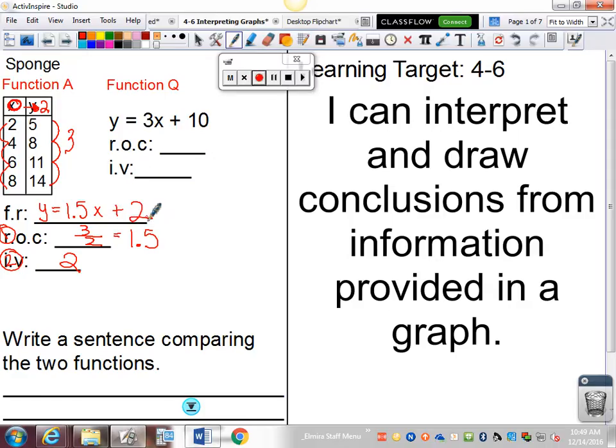Alright, function Q, I already have the equation. I'm not trying to figure it out like I was in function A. I just have to know that 3 is the rate of change and 10 is the initial value. I just need to know which of those numbers is which. And then down at the bottom, I'm looking for you to write some sentences.